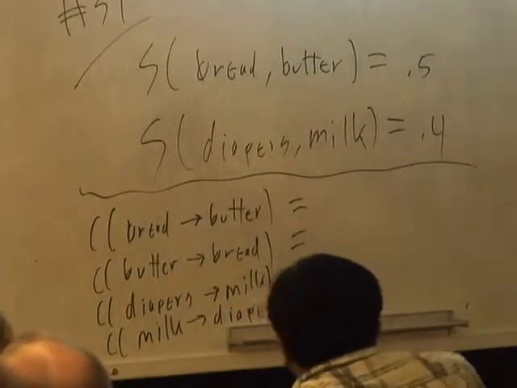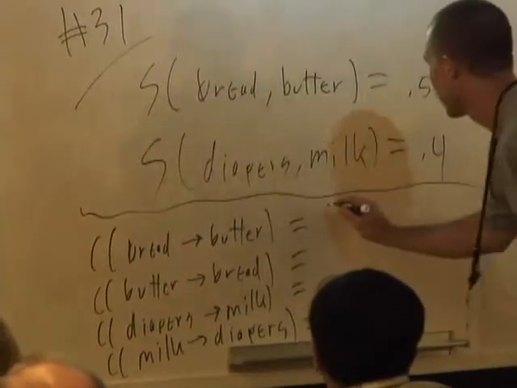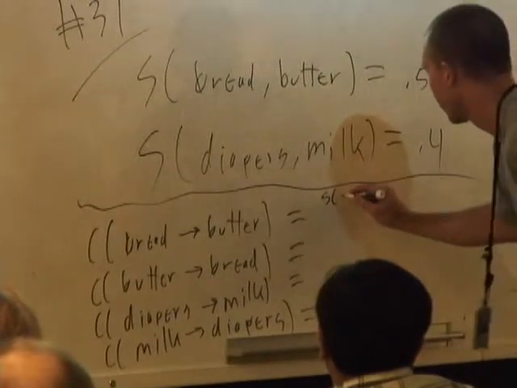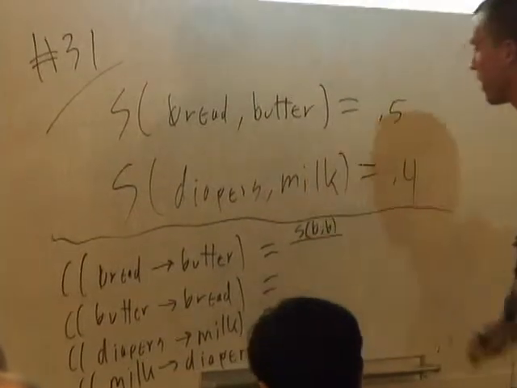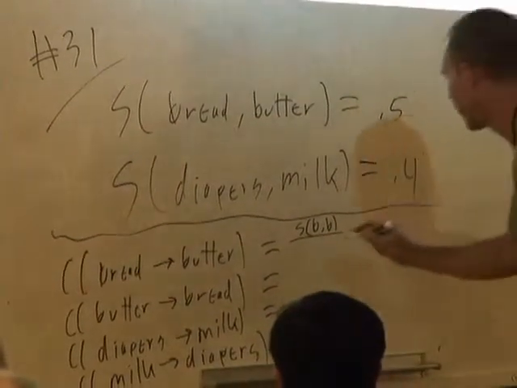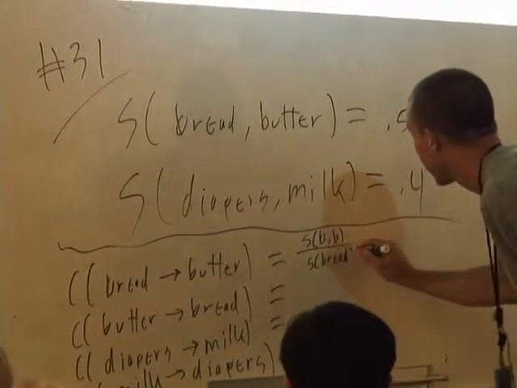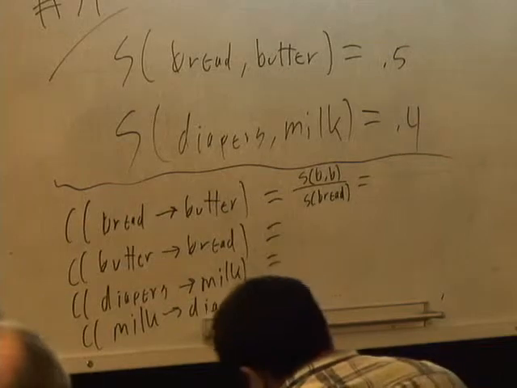Okay, so let's see. Bread, butter implies milk. The top, I should have the support for if I bought both of them together. So let's just say BB. And on the bottom is, I know I bought bread, so the support for bread should be on the bottom. And if you look at this, right, turns out they're both 5 out of 10.